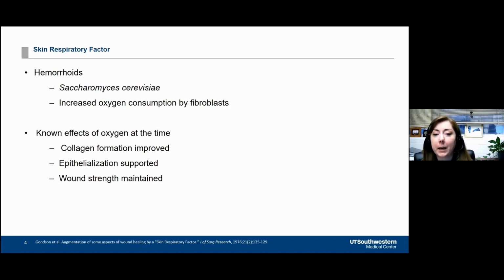To set the stage, back in 1976, somebody within a company that is very well known for having a hemorrhoid treatment, and somebody within the FDA, had decided, hey, there is something going on with a skin respiratory factor that they can pull out of Saccharomyces cerevisiae, the yeast. Basically they were saying whatever this elixir is, it's some kind of an extract. It can increase the oxygen consumption by fibroblasts within the wound. So it's worth looking into. At the time, the known effects of oxygen were that collagen formation was improved, epithelialization was supported, and that the wound strength, once healed, was maintained.